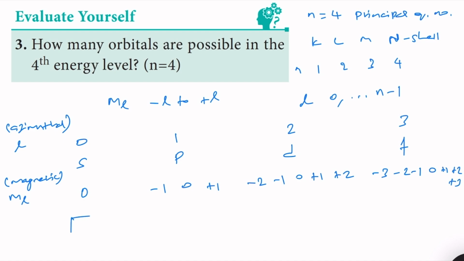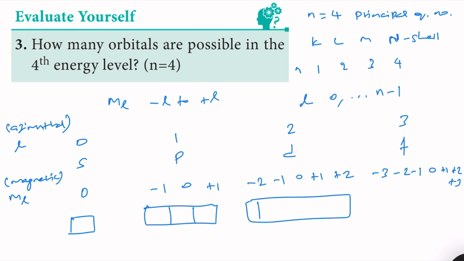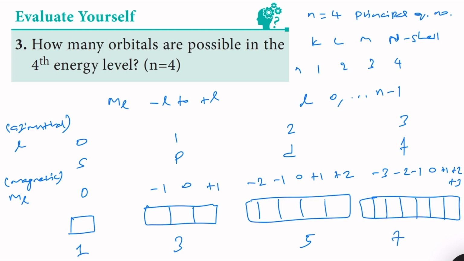So, here you will have only one orbital, here you will have 3 orbitals, here you are having 5 orbitals, 1, 2, 3, 4, 5, and here you will have 7 orbitals, 1, 2, 3, 4, 5, 6, 7. So, 1, 3, 5 and 7, and that means the total is 16 orbitals. So, we will be having 16 orbitals for the fourth energy level. That is the correct answer.